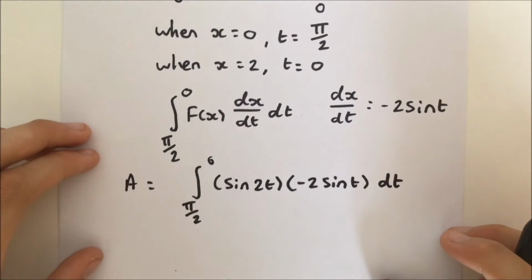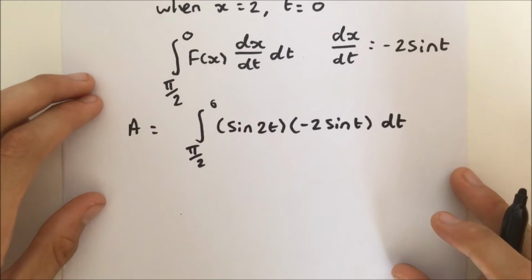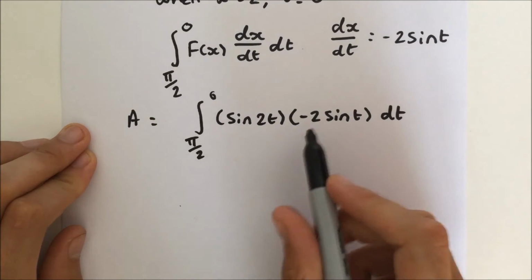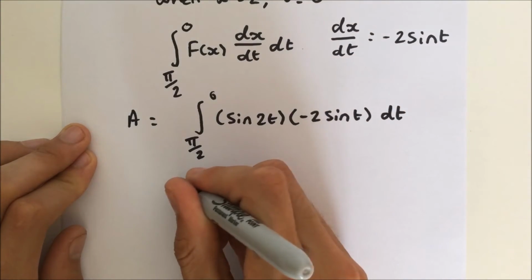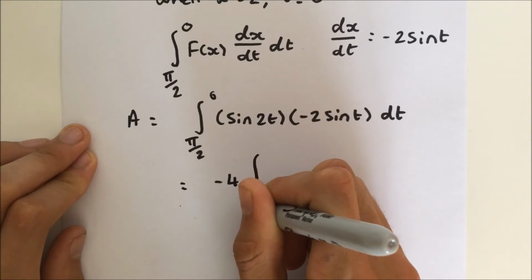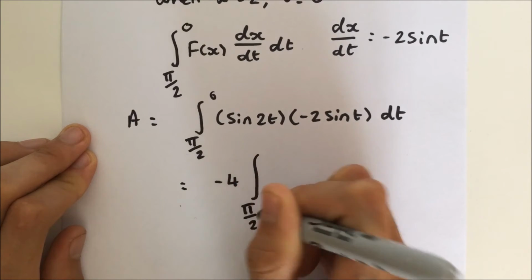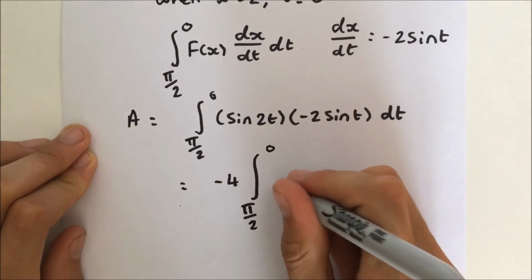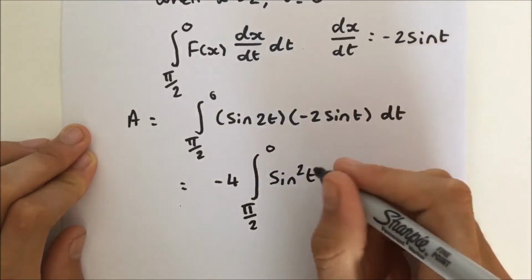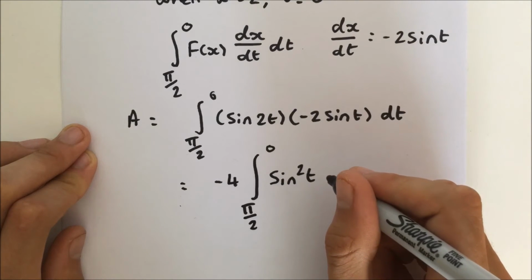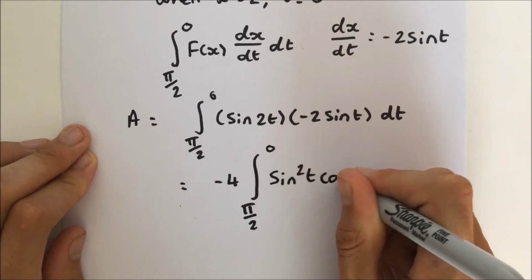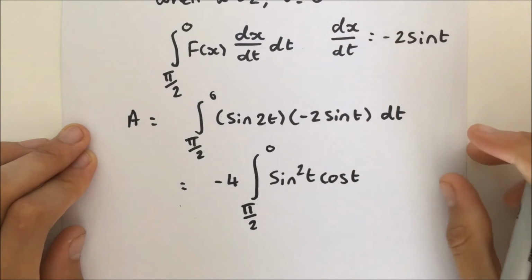Right, so all we need to do now is integrate. First things first, we can get rid of the constants and simplify. This is equal to negative 4, and then we integrate from pi upon 2 to 0 of sine squared of t, and then we have our cosine of t.